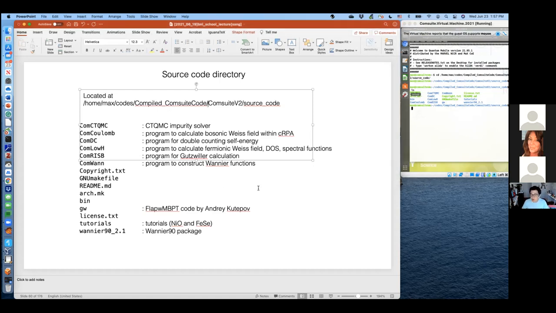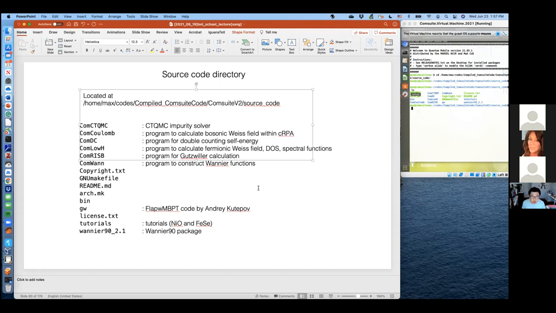Another question, Sam? Okay, so it is from Wei. What his question is, what does COM low H do? And whether you can do interpolation of the GW band structure.